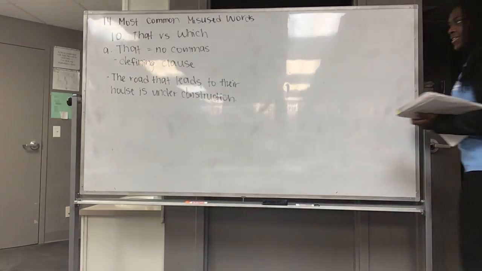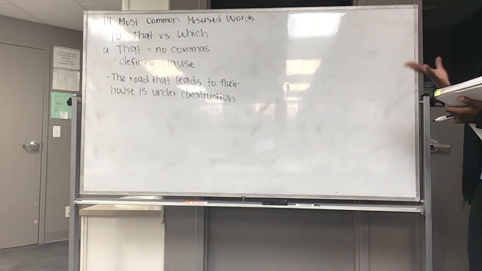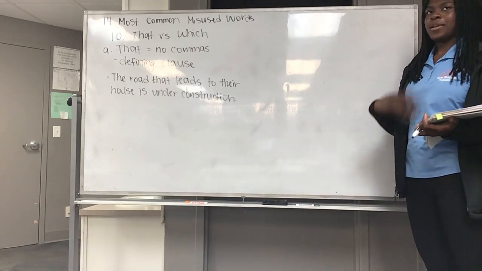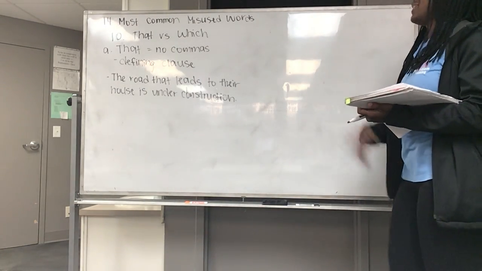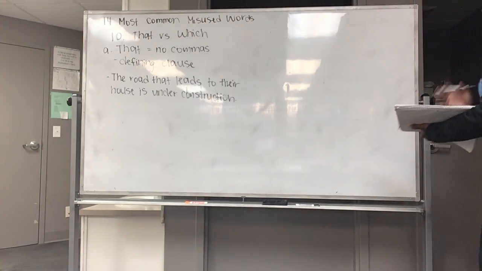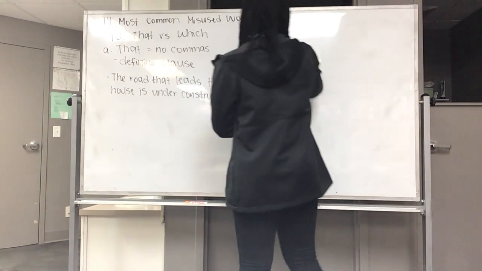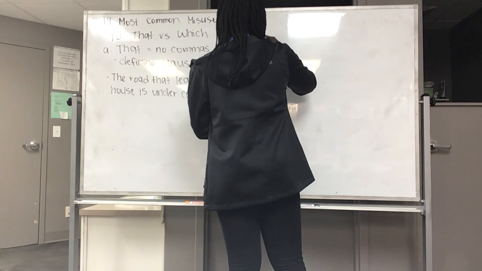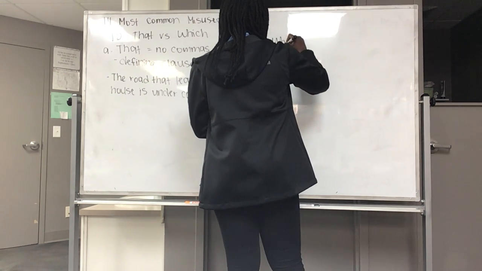The road that leads to their house is under construction. So the fact that the road is leading to their house is important to the sentence. So we could say it's a defining clause, and then we're not going to include any commas in that example. But the second part, which, is kind of the opposite.